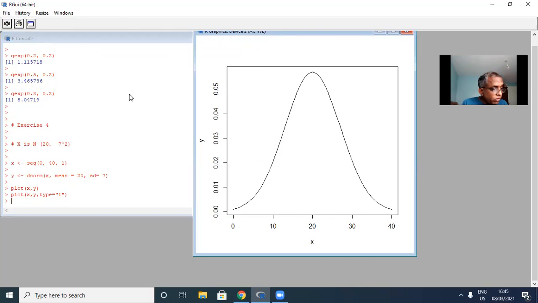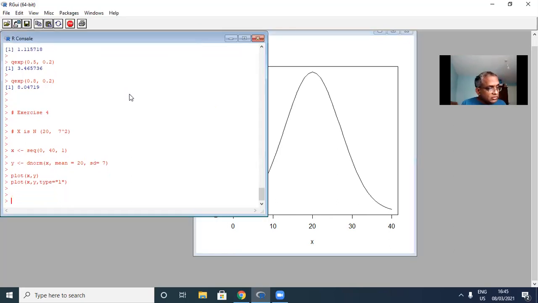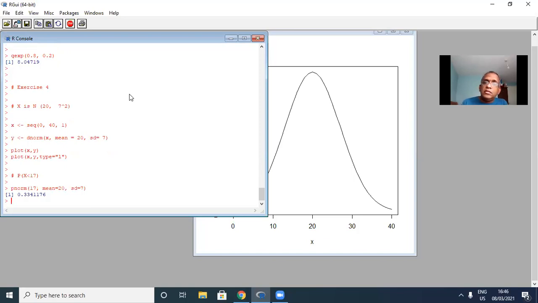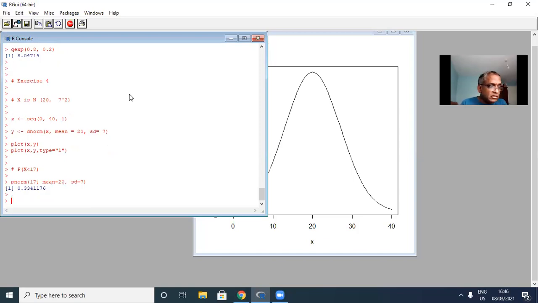Okay. The same part, part one, is also asking you to find the probability that x is less than 17. Now to do this, you use the command pnorm, right? 17 with mean equal to 20 and standard deviation equal to 7. So this is the probability that x is less than 17. Again, less than or equal to does not matter, it means the same thing.